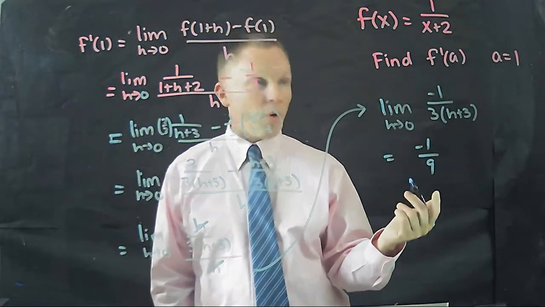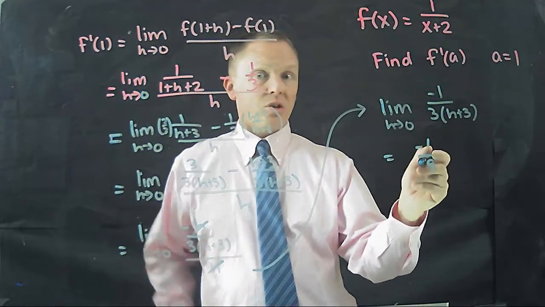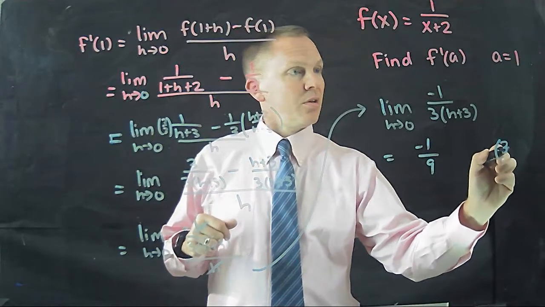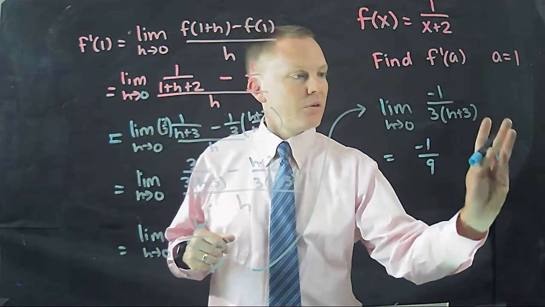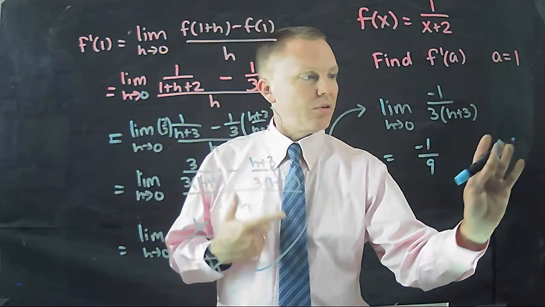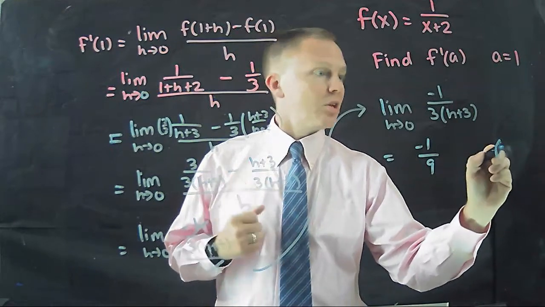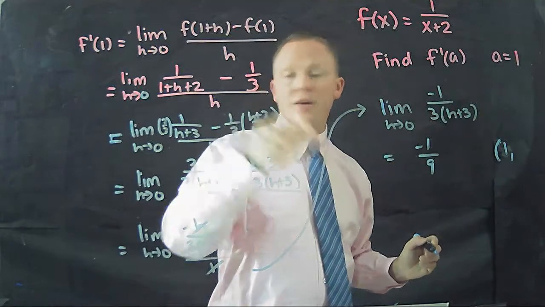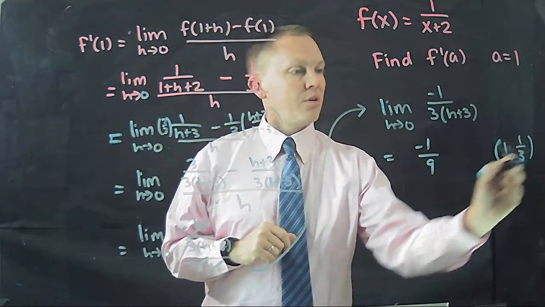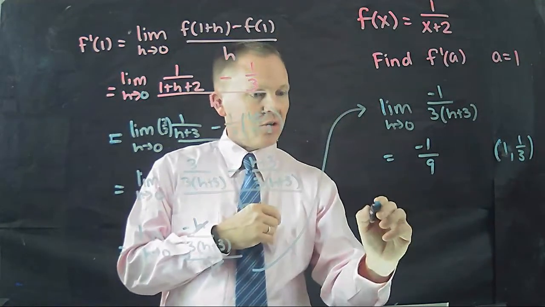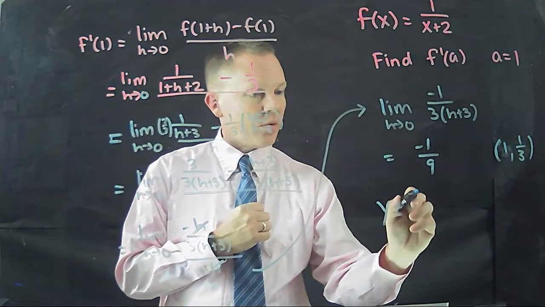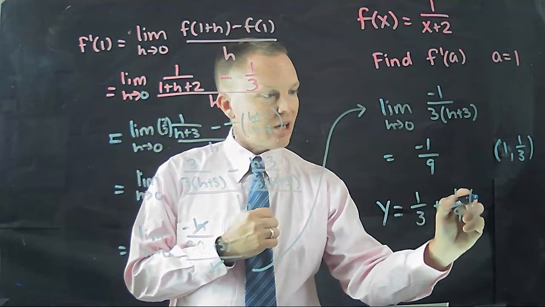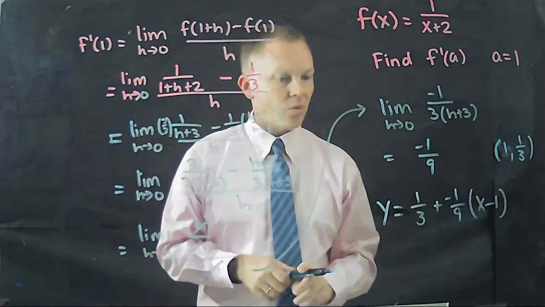And if you want the equation of that line, you have the slope, you need the point. The point is going to be, not 3, my mistake. The point is going to be 1 comma f of 1, and we found f of 1 right there. It was 1/3. So the equation of that line is y equals 1/3 plus -1/9 times x minus 1.